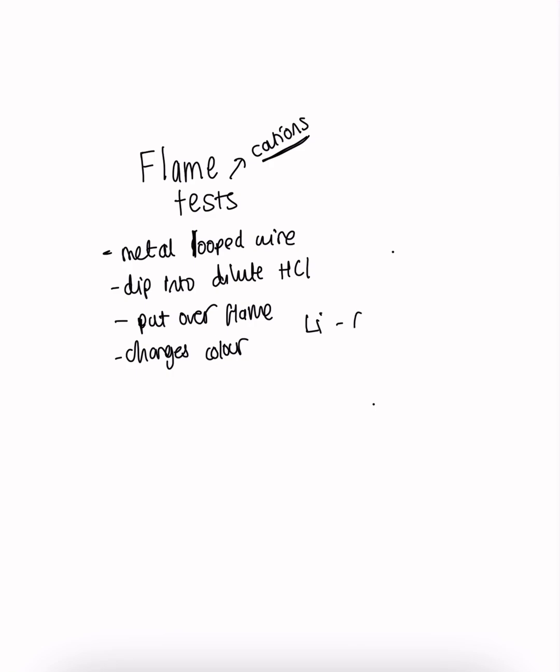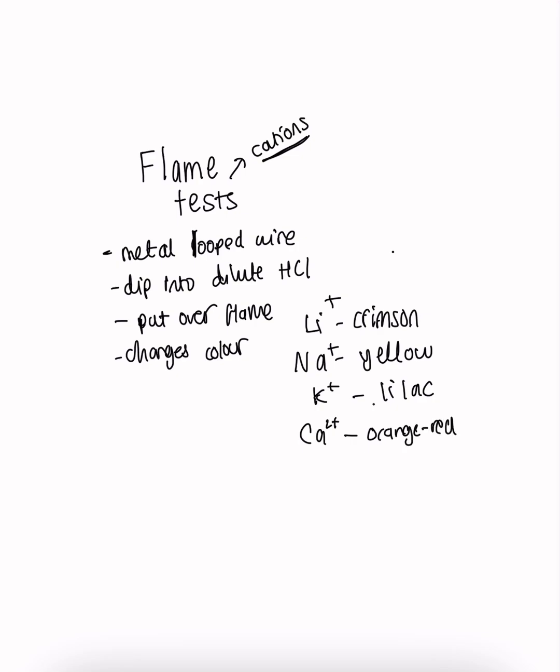Lithium, which is a crimson color. This is basically red, but you need to say crimson to get the mark. You've got sodium, which produces a yellow flame, and these are ions, so they must have a charge. Potassium, which causes a lilac flame. Lilac, not purple, remember. And then you have calcium, which produces a brick red or an orange red flame. And then lastly, you have copper ions, which produces a blue-green flame.